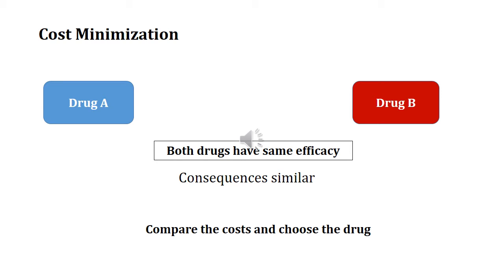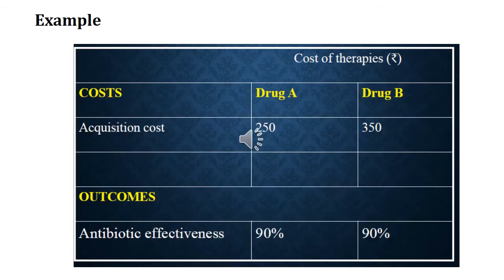Now this method is used when the drugs have same efficacy. So when you have to compare the costs for drugs with similar consequences, this method is used. Let us now understand it better with the example. Consider there are two drugs, namely drug A and drug B. The acquisition or purchase cost of drug A is 250 and that for drug B is rupees 350. The efficacy for both drugs, that is the antibiotic effectiveness, is 90%, which is similar.